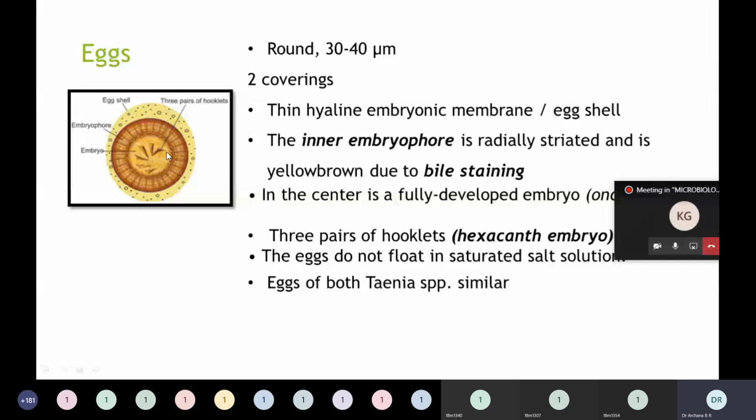The eggs do not float in saturated salt solution. Eggs of both the species of Taenia are similar. You cannot differentiate whether it is a Taenia saginata or solium egg based on the morphology of eggs.